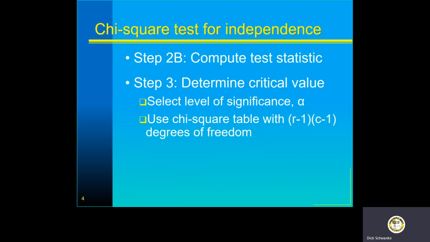So step 1, state the null and the alternative hypothesis. Step 2, compute the test statistic. Step 3, we're going to determine the critical value. In this case, we'll use an alpha of 0.05. And then we're going to look that value up in the chi-square table. For our degrees of freedom, we're going to use the number of rows minus 1 times the number of columns minus 1. So in this case, it was 3 and 4, so we'll use 2 and 3. 2 times 3, we will use 6 degrees of freedom.